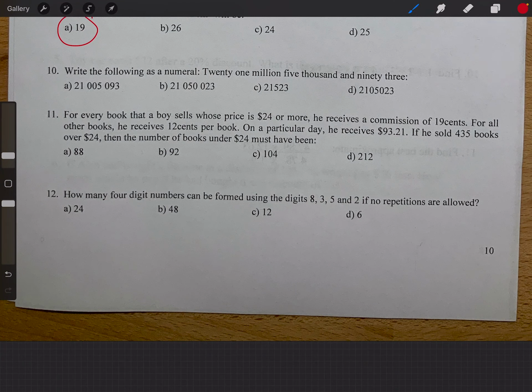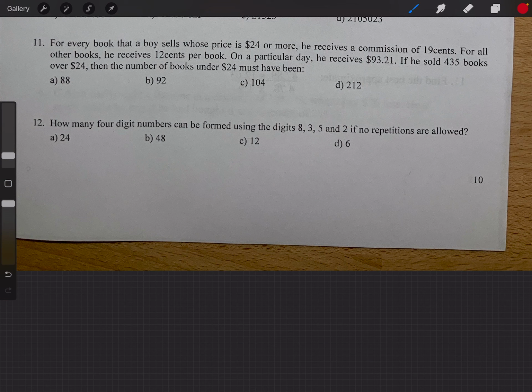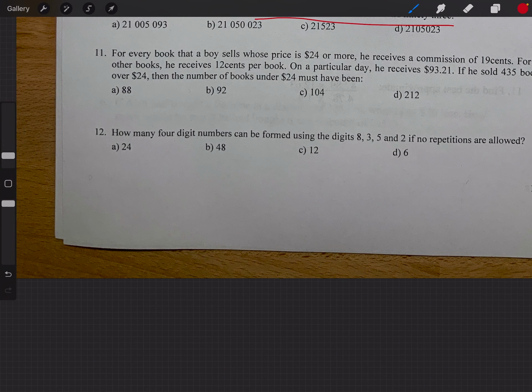Now it says, write the following as a numeral. Okay, you can figure this one out yourself. For every book that a boy sells whose price is $24 or more, he receives commission of 19 cents. For other books, he receives 12 cents per book. On a particular day, he receives $93.21. If he sold 435 books over $24, okay, so what it means is this.